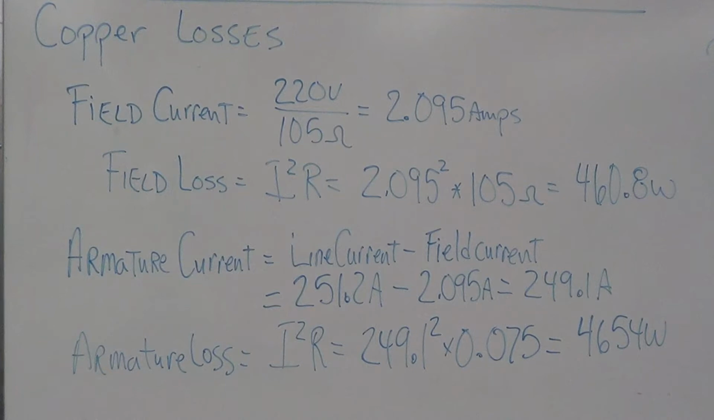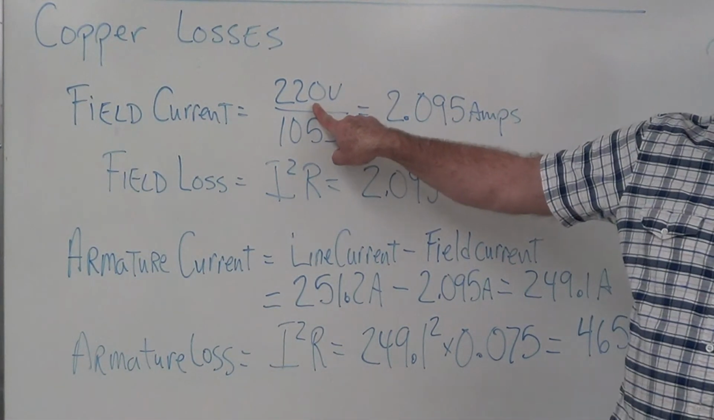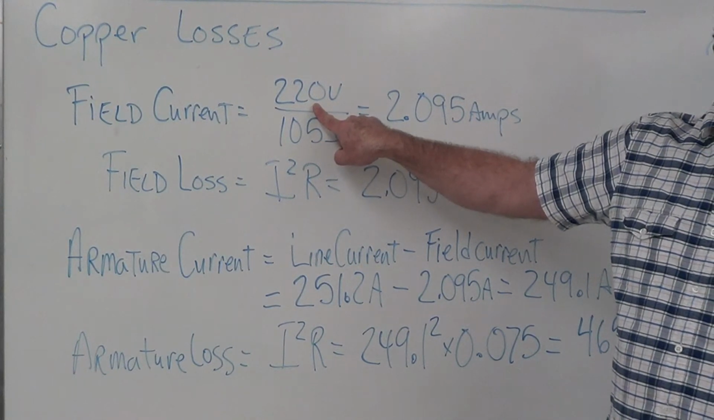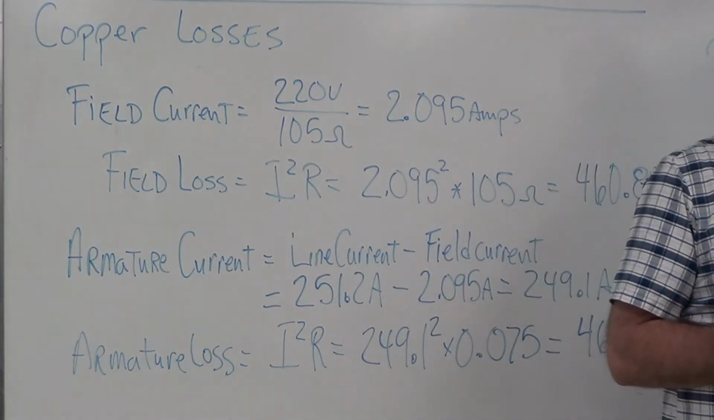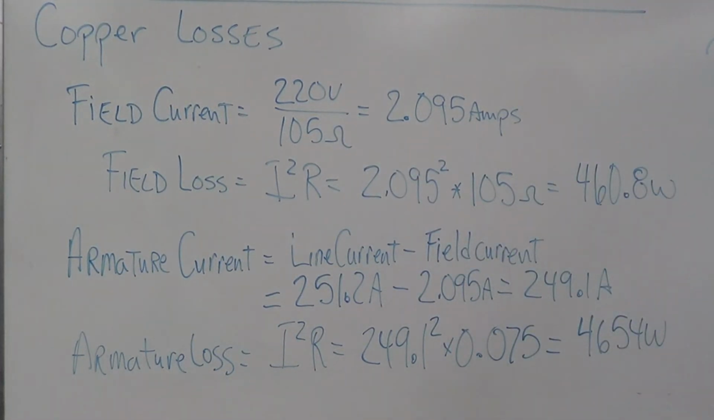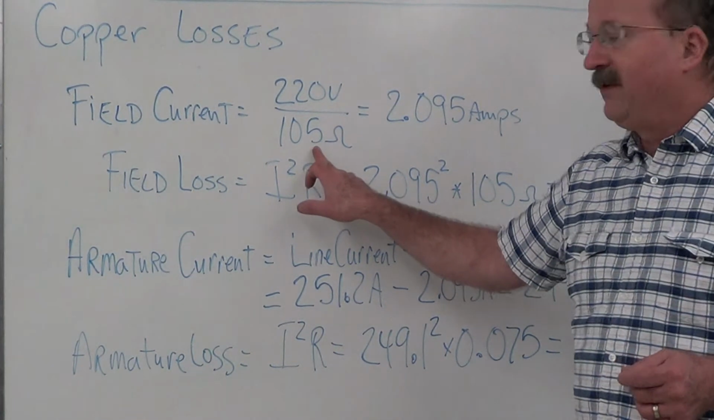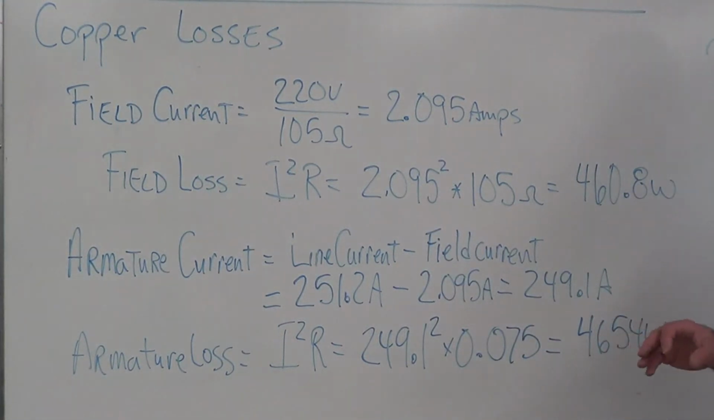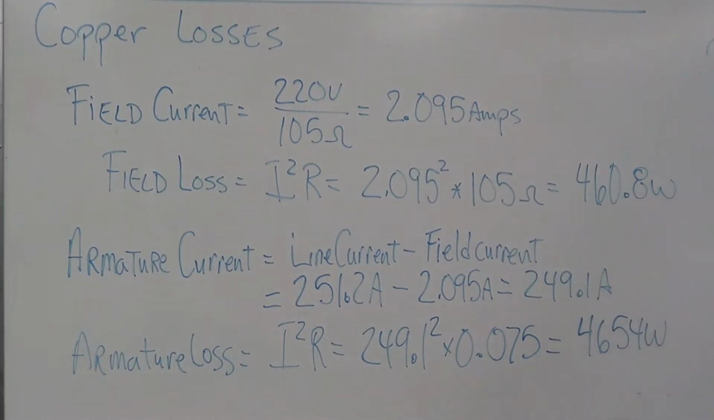For the field current, is it the line voltage divided by the field resistance? Yes. It's always the voltage that's on the field, your applied voltage. In this case, it happens to be the same as the applied voltage. If it's a different configuration, you're going to have to do the math to calculate what that is. So 105 ohms for the resistance divided into 220 volts gives you your 2.1 amps.